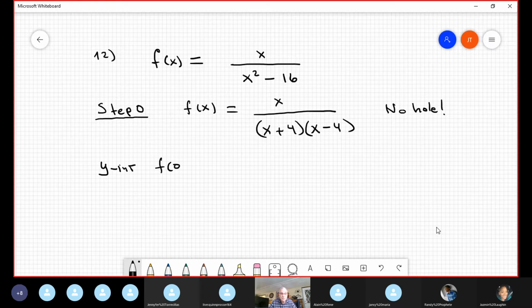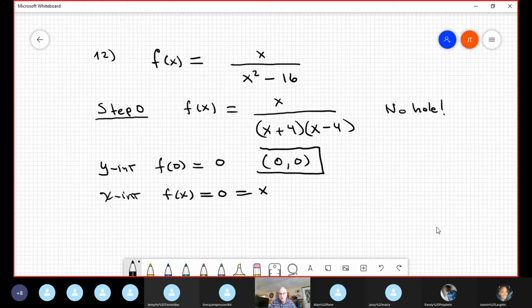Evaluate the function at 0. It's obvious it's 0, no? 0 on the top. I don't care that the bottom is 0. 0, 0 is both the x-intercept and y-intercept. And the x-intercept is f of x equals 0, which is equivalent to saying the top part equals 0. Conclusion, we have only one intercept. It's 0, 0, the origin. It's both the x-intercept and y-intercept.